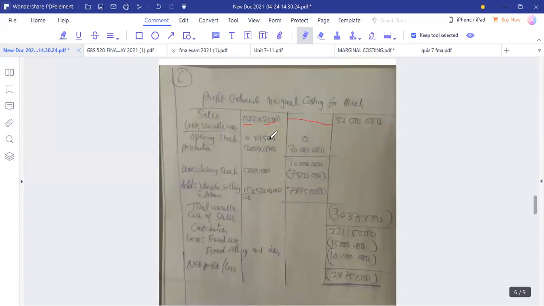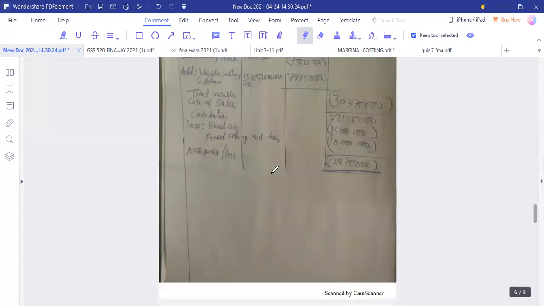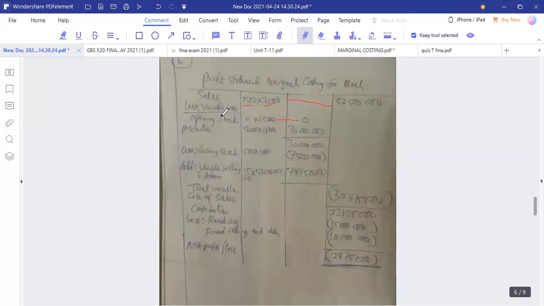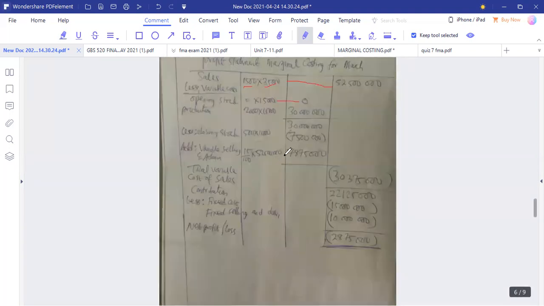So we multiplied by the variable cost per unit to get the 0 there. Then production, we produced 2,000. So 2,000, we are getting just the information that has been given. 2,000, then multiplied by the variable cost of sales, which is 15,000, which is 30 million. Now, less closing stock at variable cost. So closing stock was 5,000 multiplied by 15,000, which is 7,500.